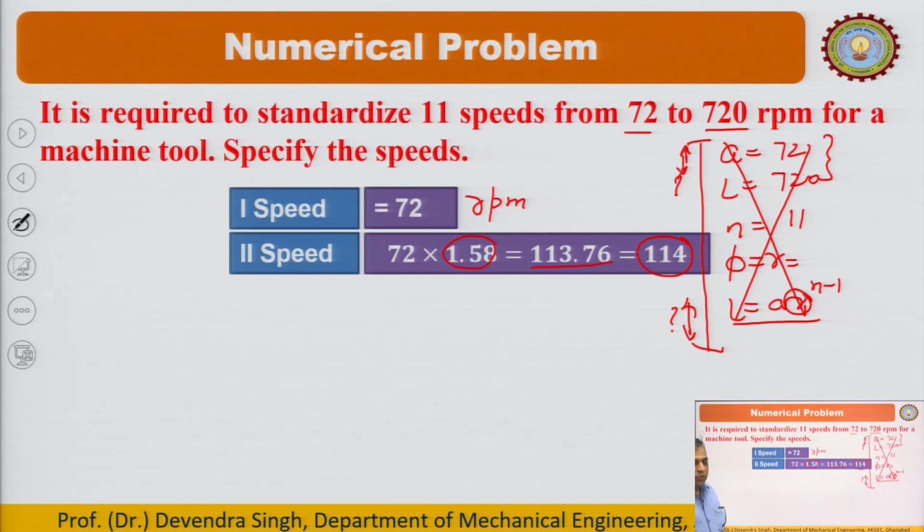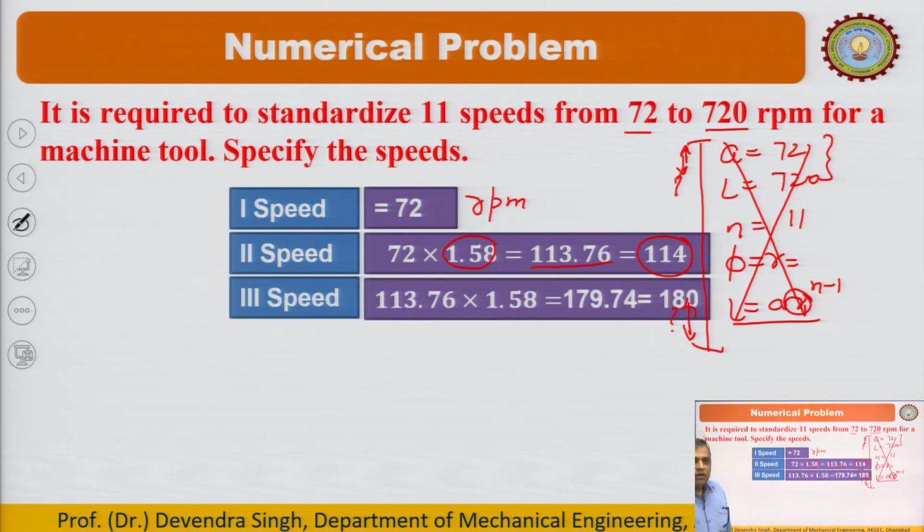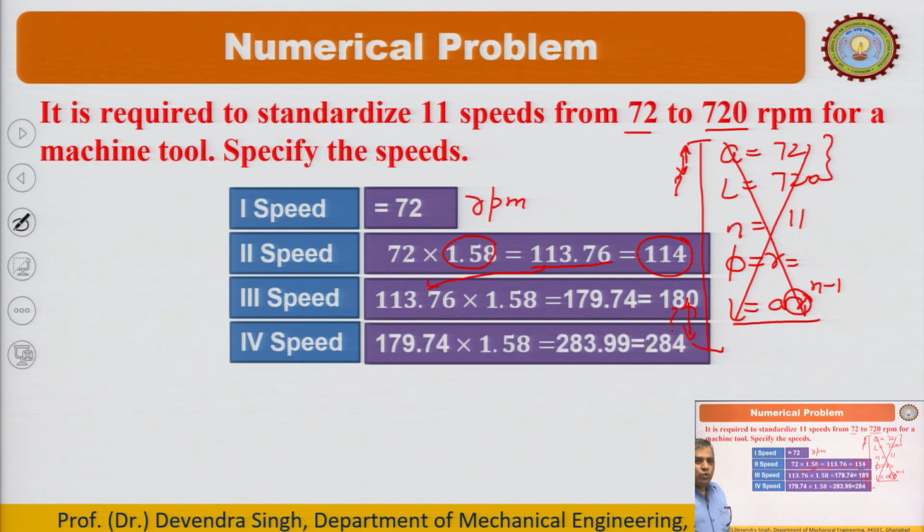We should not give the fractional value, as we should not recommend fractional sizes. So this is 113.76, so 114. Then the third speed means this is our second speed multiplied by 1.58 again, we will get 179.74, which is 180. Fourth speed we will get similarly 283.99, and it is rounded off to the next integer.